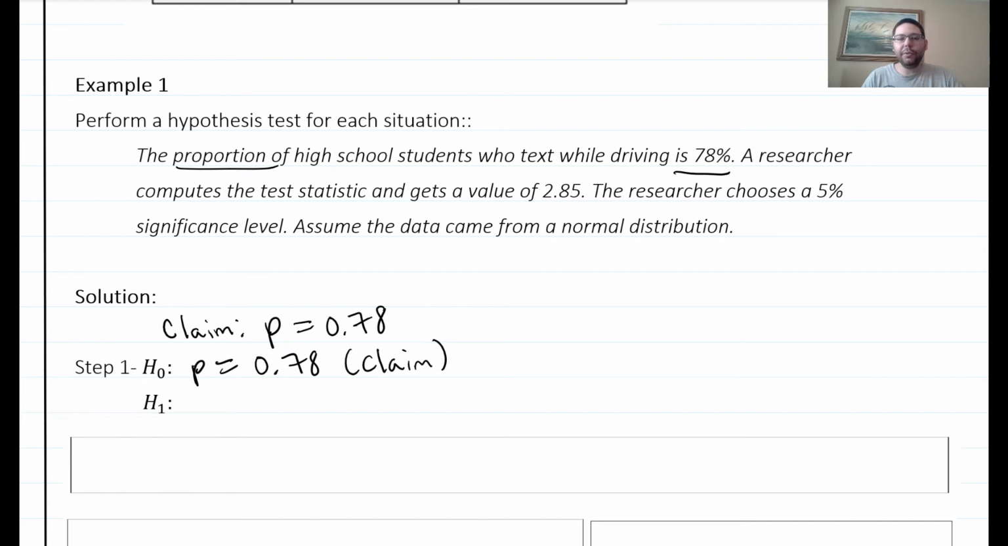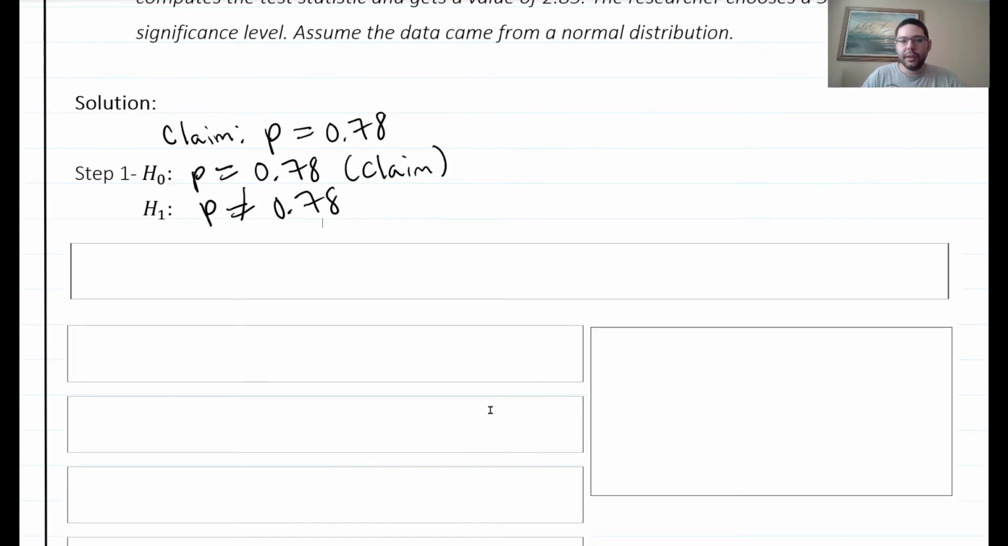And now it says the researcher chooses a 5% significance level. It doesn't give you any other information about what the researcher thinks, so then you're just going to use the opposite. It doesn't say that the researcher thinks it is greater than or less than, so we'll say not equal to. All right, that's our step 1.